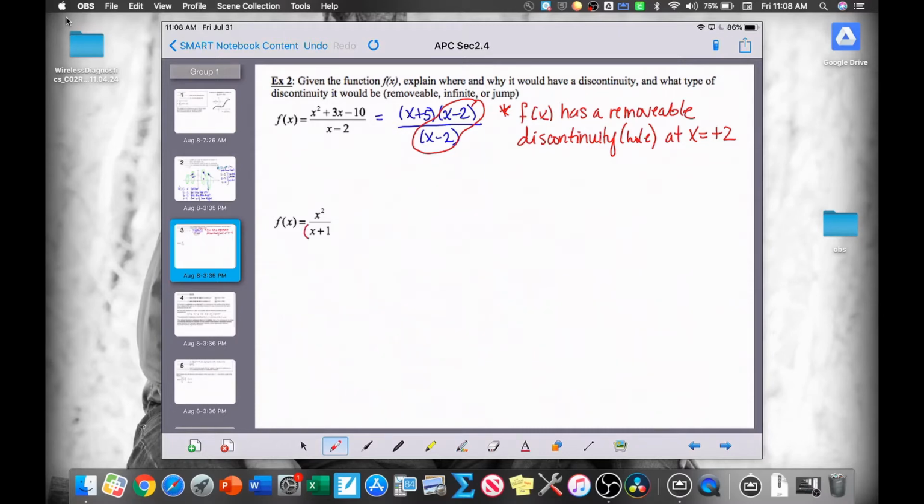No factoring required here, but in our denominator, you can see that we have this family of x plus 1. And we said in a previous set of notes that if we have a family only occurring in the denominator, this creates a vertical asymptote at that location. And a vertical asymptote's formal name is an infinite discontinuity. So we would say f of x has an infinite discontinuity, which we call a vertical asymptote at x equals negative 1.